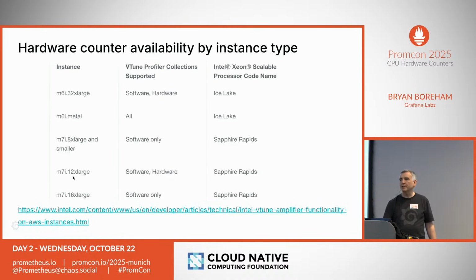So, for instance, an M7i 12x large, that's a 48 core. Well, it's 24 core physical, 48 with hyperthreading. So that one is the whole chip, and you get hardware counters. The slightly bigger 16x large, you don't get the hardware counters because you're actually renting 1.5 chips. So it's a little bit hard to follow, but it's pretty straightforward in the end.